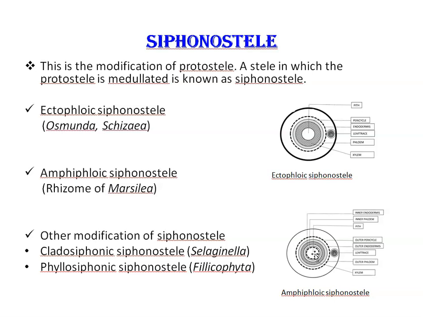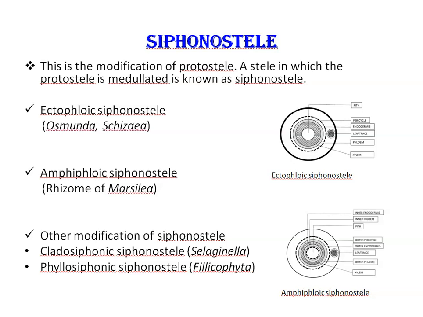It means phloem is present on both sides of the xylem, right? This is pith and xylem, phloem. Here in the center, dark layer xylem and again phloem. So it means xylem cylinder is surrounded on both the sides by phloem. Example is Marsilea rhizome.